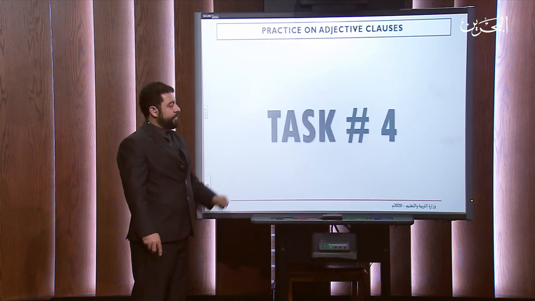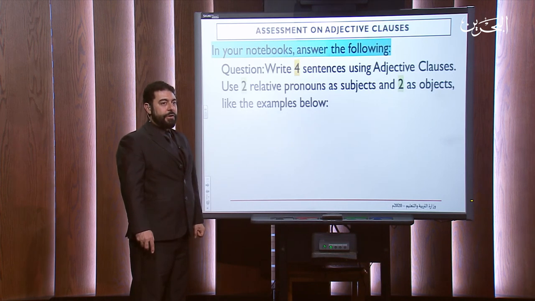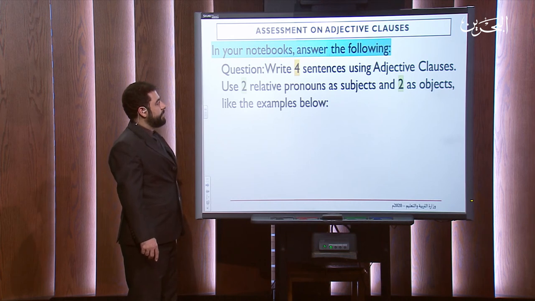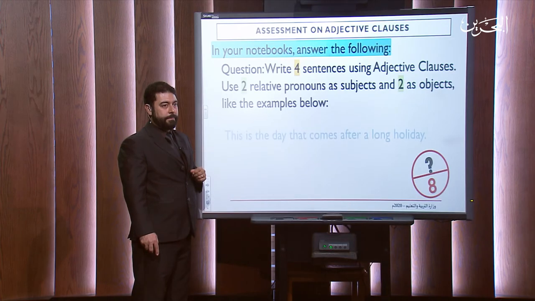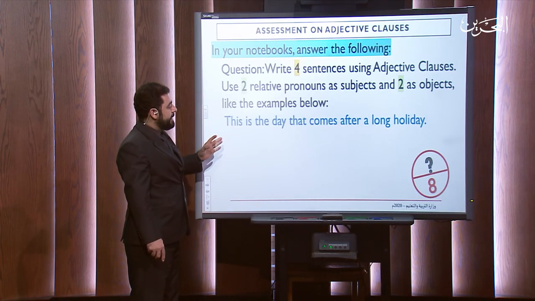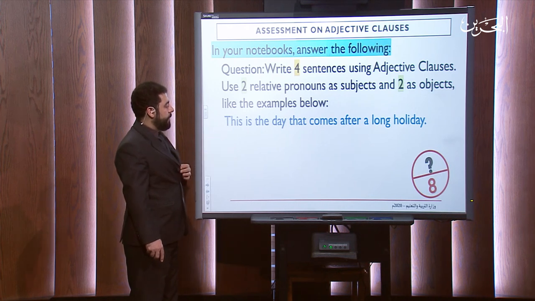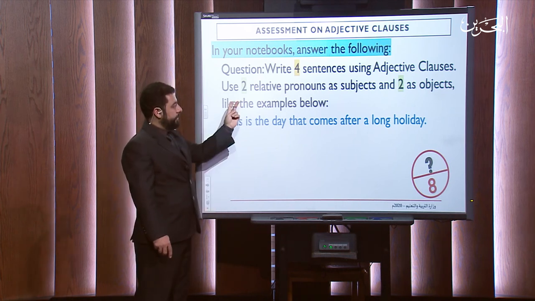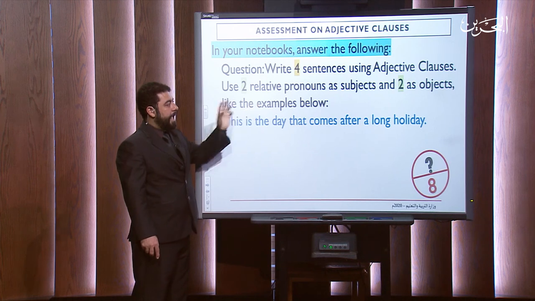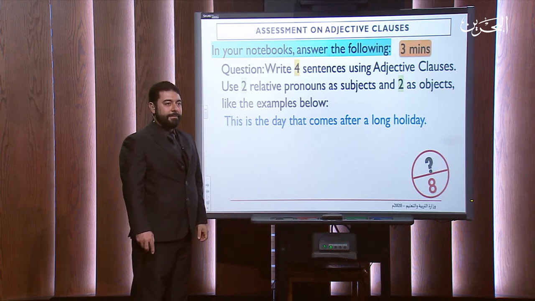All right, let's jump to task number four. In your notebooks, answer the following question. Write four sentences using adjective clauses. Use two relative pronouns as subjects and two as objects, like the examples below. You have a mark of eight. This is the day that comes after a long holiday. So this is an example for you to follow. Write two for relative pronouns as subjects and two as objects. And you have 3 minutes.